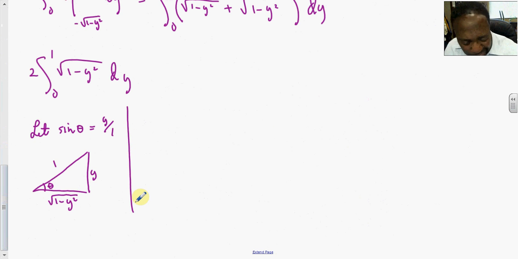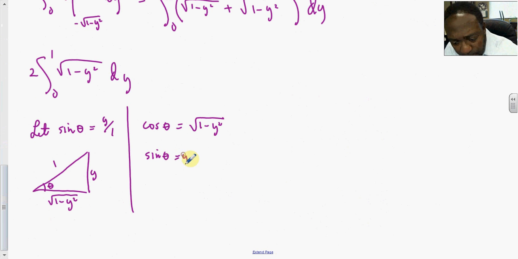So if that's the case, I need this square root. Well, that's the cosine. So cosine theta is the square root divided by 1. So that's just the square root of 1 minus y squared. Now I consider the sine theta equal to y implies, take the derivative of both sides, we get cosine theta, use the chain rule, d theta, the derivative of theta, is equal to dy.